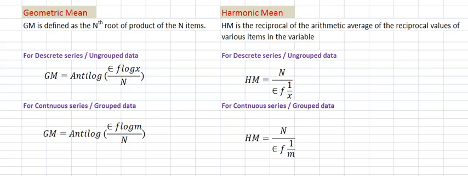Hello, good morning everyone. This presentation is based on geometric mean and harmonic mean. As I completed in the last class, three measures of central tendency, namely arithmetic mean, median and mode. All the different kinds of solutions are over in case of arithmetic mean, median and mode.